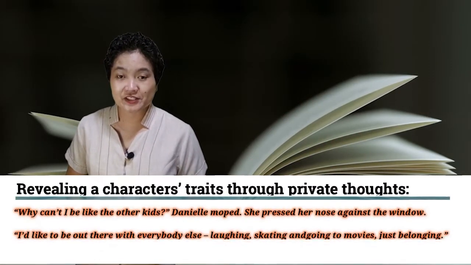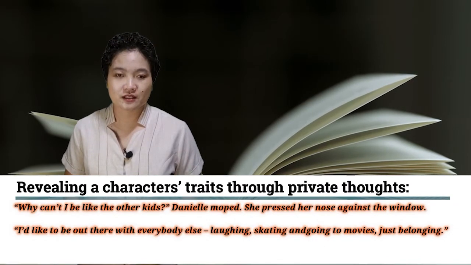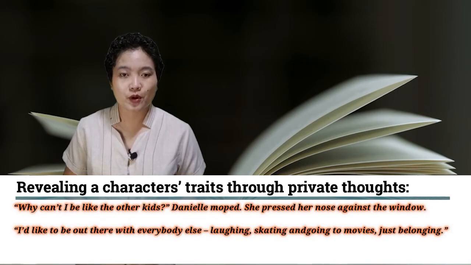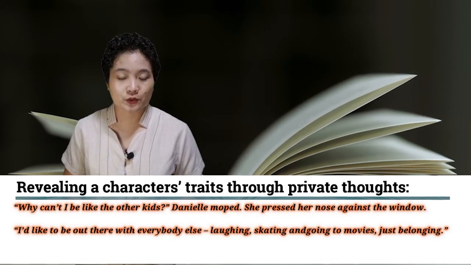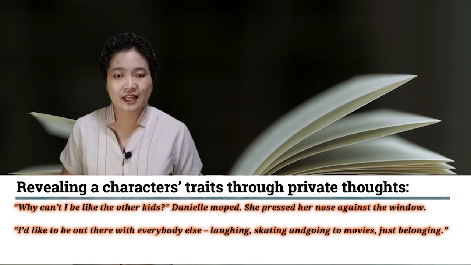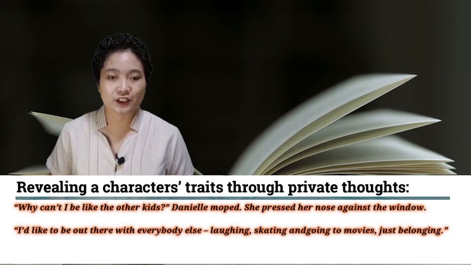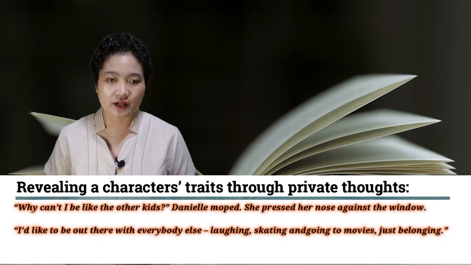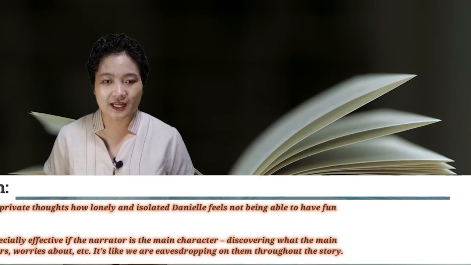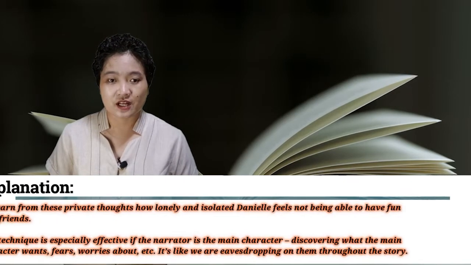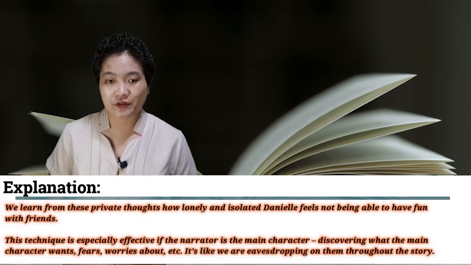Another example, revealing a character's traits through private thoughts. "Why can't I be like other kids?" Daniel moaned. She pressed her nose against the window. "I'd like to be out there with everybody else, laughing, skating, and going to movies, just belonging." We learn from these private thoughts how lonely and isolated Daniel feels not being able to have fun with friends.